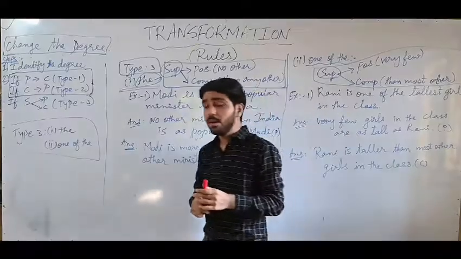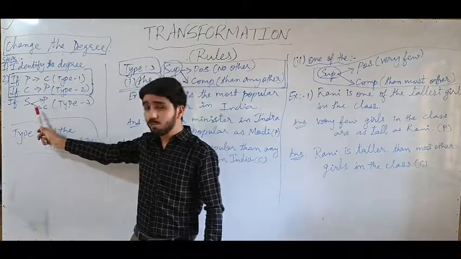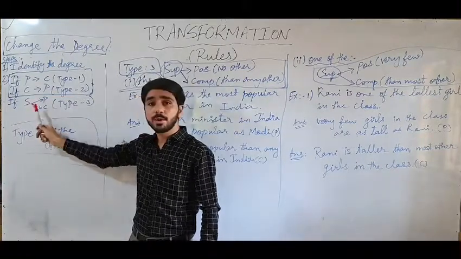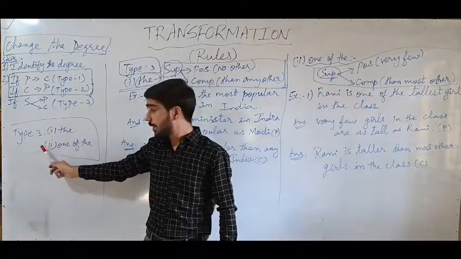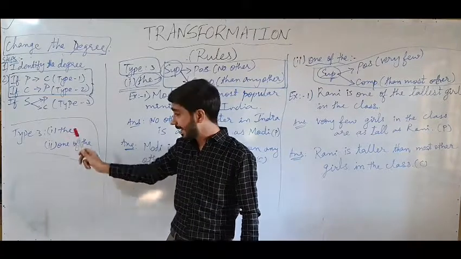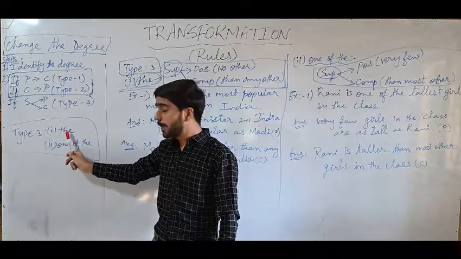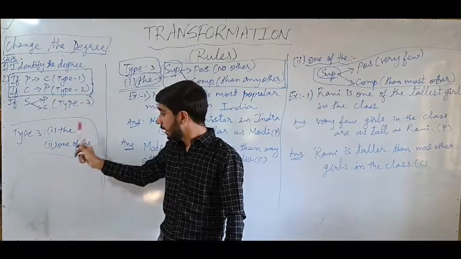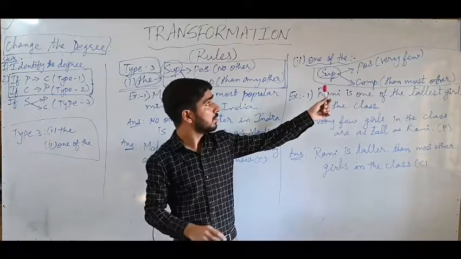So now let us look at the third type. The third type is from superlative to positive and from superlative to comparative. When we are doing the third type, remember the two rules. First is using "the" and second is "one of the". So if you find "the" with an adjective in the sentence, then you have to use the first type. And if you see "one of the", you have to use the second type.